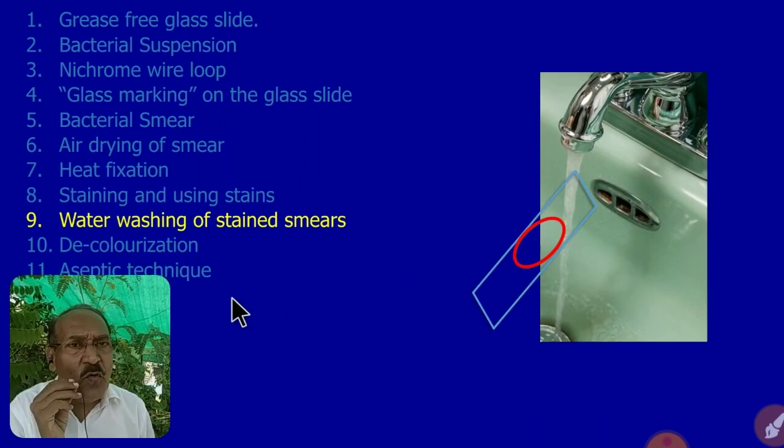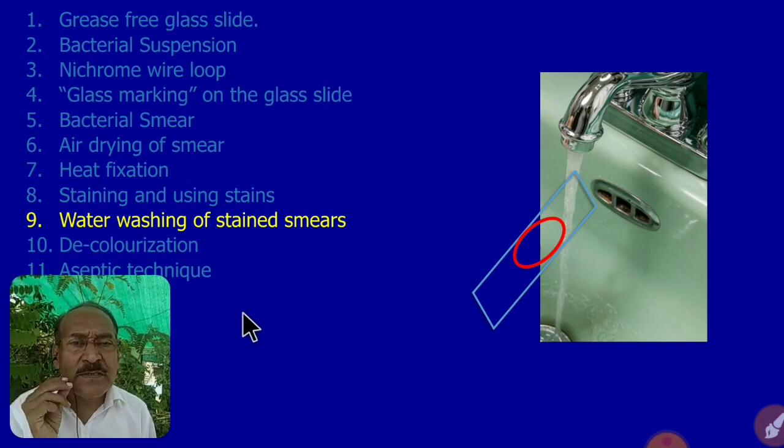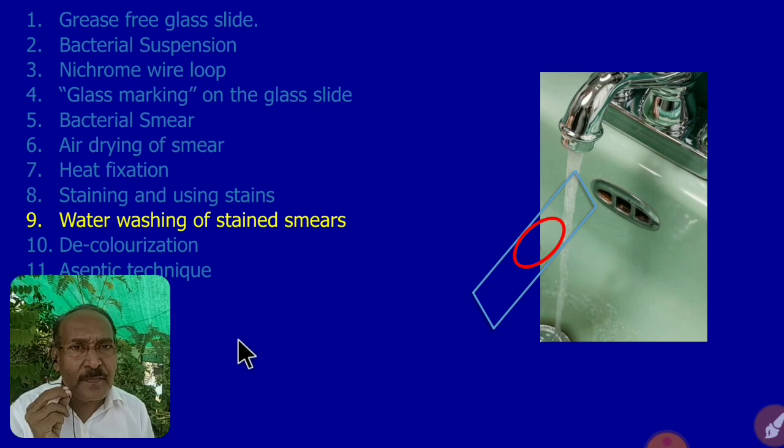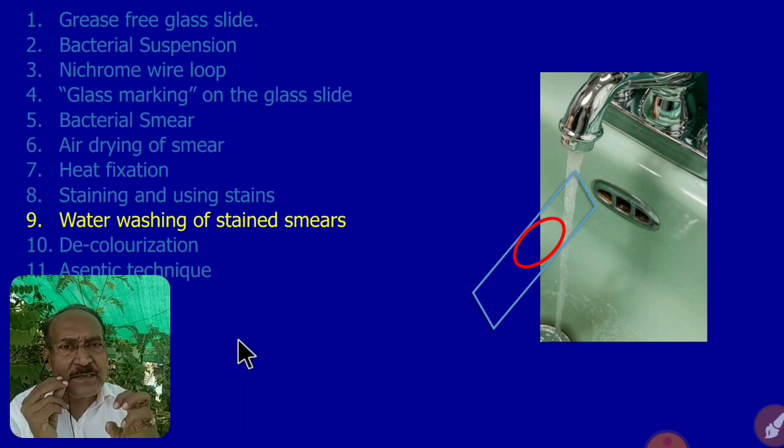Then comes water washing of stained smears. What happens when we flood smears with enough stain? At that time there is much excess stain present. Whatever amount of stain is required for staining of cells will be absorbed and bound inside the cell. But what about the extra stain present outside the cells? That also should be removed. So simply by using a water wash treatment, what is known as water washing, you can remove excess unused stain from the smear on the glass slide.